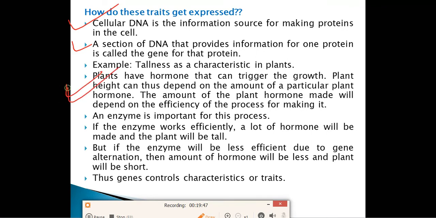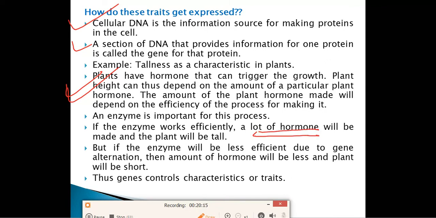Next, the hormones which are present in plant also play a very important role in the growth of the plant. For example, auxins. It is one of the growth hormones. An enzyme is important for this process. You know that enzymes play a very important role in carrying out the reaction, right? Enzyme's work is also important over there. If the enzyme works efficiently, a lot of hormone will be made and the plant will be tall. If the enzyme works in a very efficient way, what will happen? Hormone will be made in a good quantity and the plant will be tall.